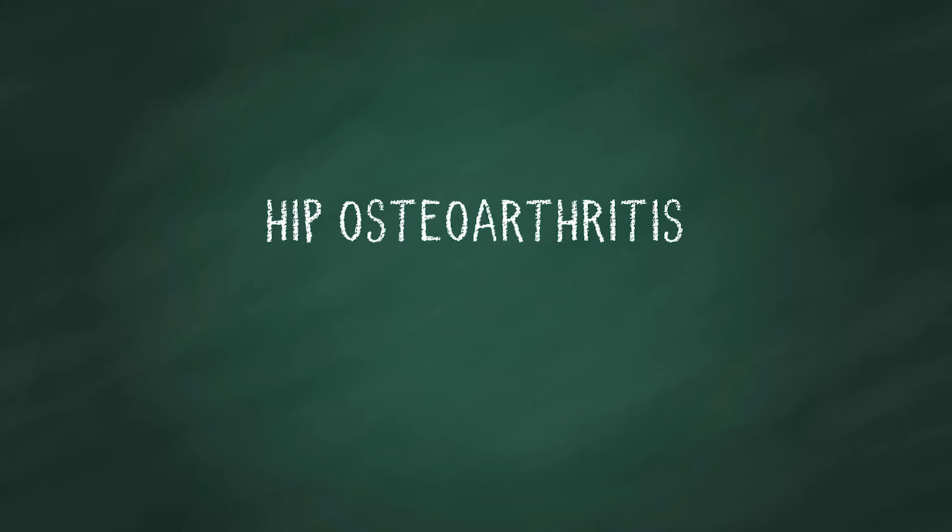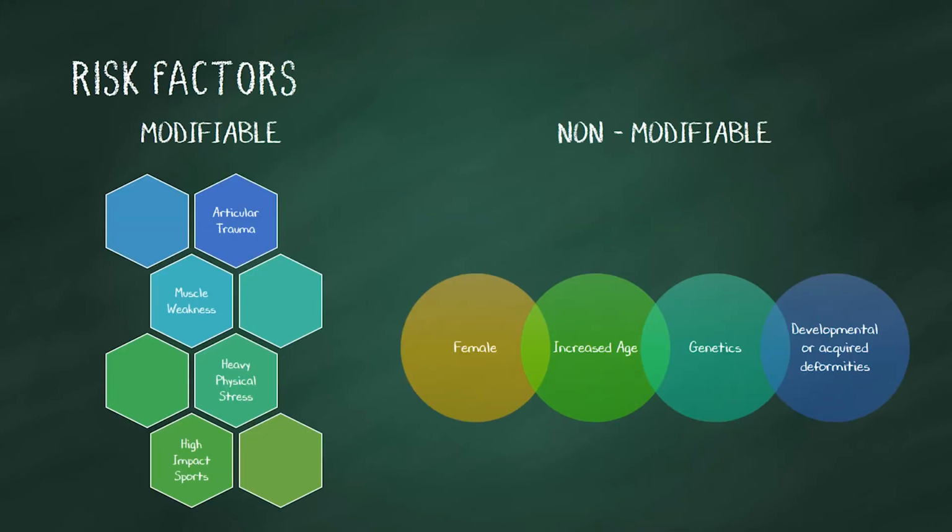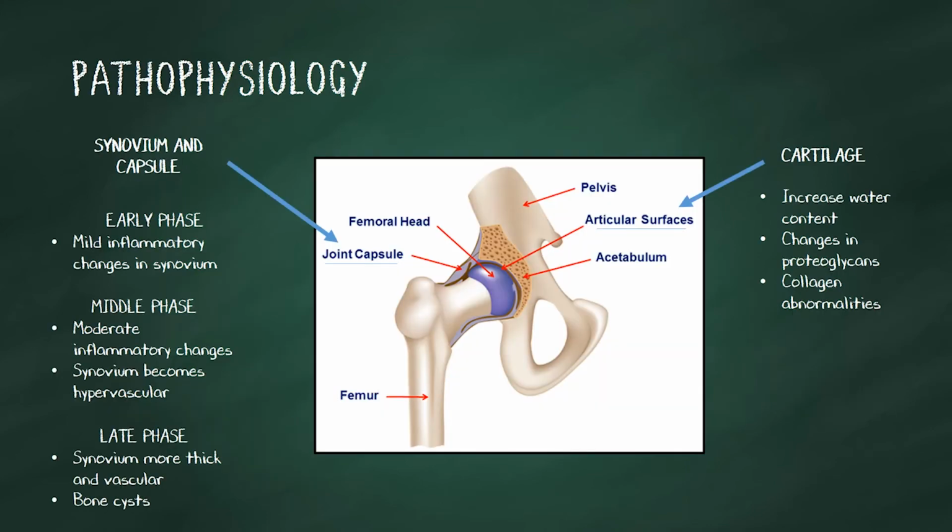Osteoarthritis is a degenerative disease of the synovial joint that causes progressive loss of articular cartilage. Risk factors are divided into modifiable and non-modifiable, the most important being articular trauma and increasing age. As the disease progresses, the synovium thickens and subchondral bone attempts to remodel. This forms a lytic lesion with sclerotic edges. This is known as a bone cyst. Within the cartilage, changes in proteoglycans affect the integrity of the collagen.